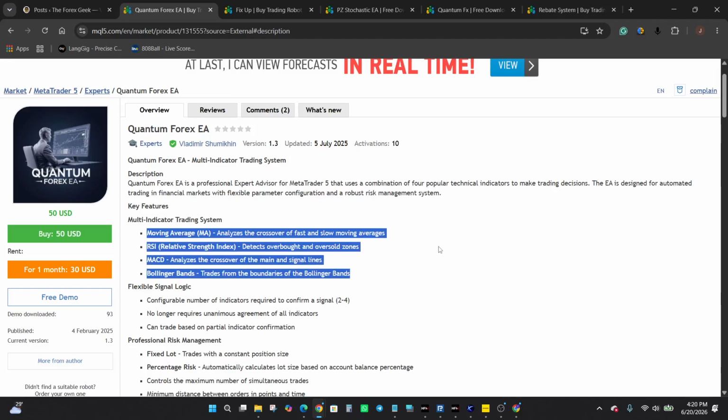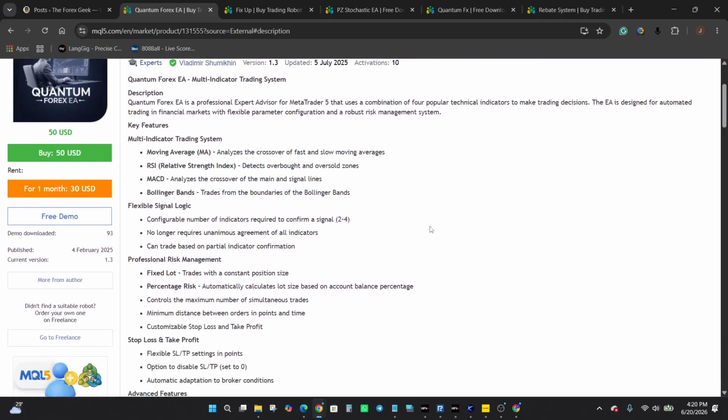One of the key ideas behind this system is signal confirmation. Instead of requiring every indicator to agree before a trade can be opened, the EA allows traders to define how many indicators must confirm a signal. For example, if all 4 indicators are enabled, users can choose whether 2, 3, or all 4 indicators are required before a trade is considered valid. This adds flexibility and allows the strategy to be adjusted according to different trading preferences.